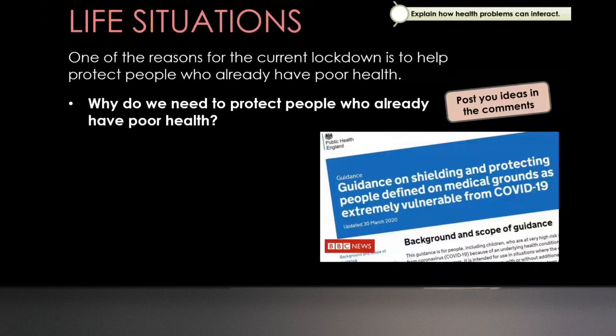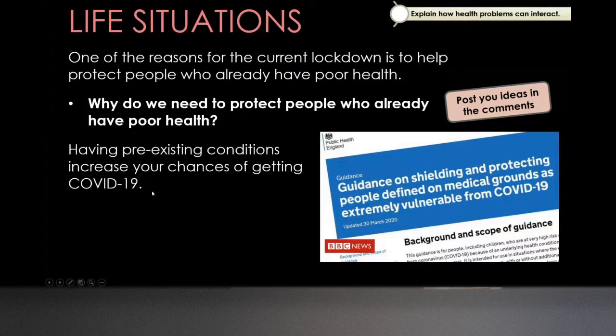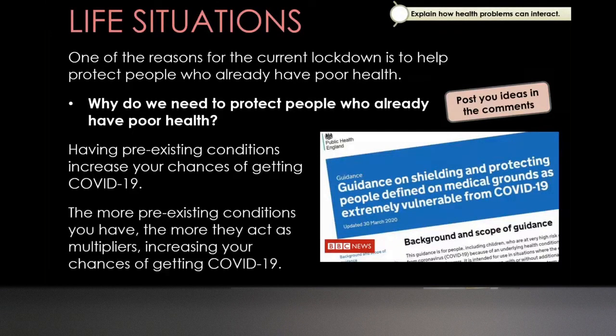Okay. So having pre-existing conditions makes you more vulnerable. Exactly. It makes you more vulnerable and increases your chances of developing the disease, COVID-19, in a nasty way, in a way that could potentially kill you. They might have a weaker immune system. Their immune system may well be fine, Jaden, to be honest, but it's the stacking up of these things causing their body to be weaker. The more pre-existing conditions you have, the more they act like multipliers, essentially, increasing your chances of developing COVID-19.